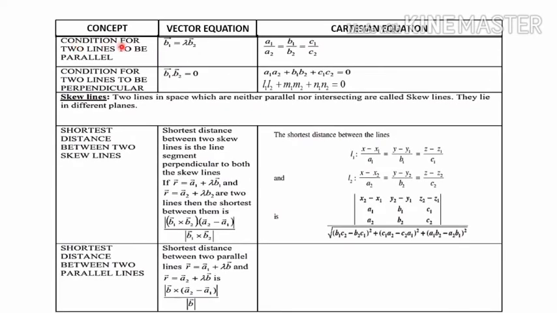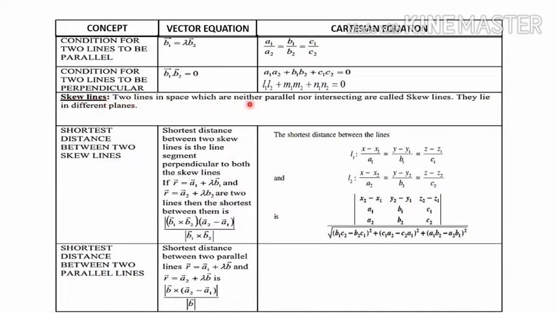Next, the condition for two lines to be parallel is b1 = λb2, or a1/a2 = b1/b2 = c1/c2. Their direction ratios are proportional, that is in Cartesian equation form. Next, the condition for two lines to be perpendicular: if vector equations are given, b1 · b2 must be equal to 0. If the equations are in Cartesian form, the condition is a1a2 + b1b2 + c1c2 = 0, where a1, a2, b1, b2, c1, c2 are the direction ratios. Instead of direction ratios, if direction cosines are given, then l1l2 + m1m2 + n1n2 = 0. Next, we learn about skew lines.